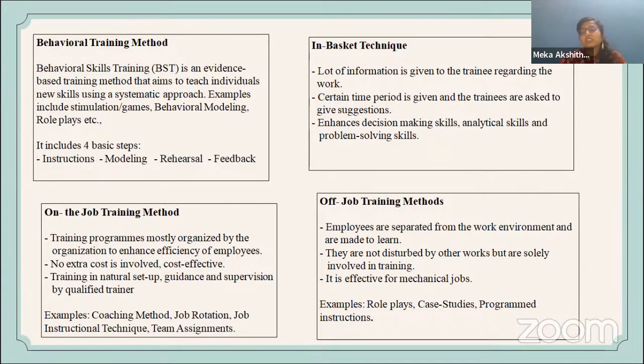So this sensitivity training can happen three ways. There are three ways in which we can do this sensitivity training.